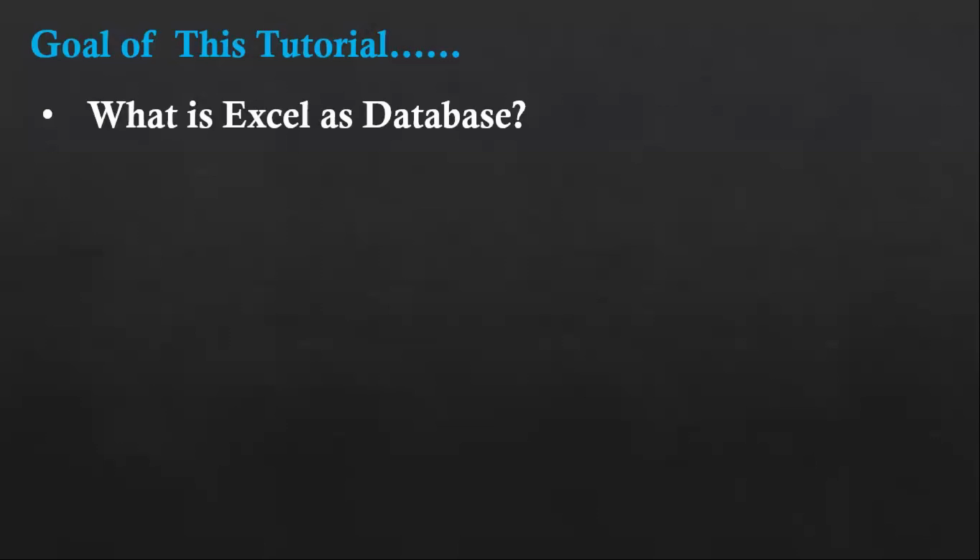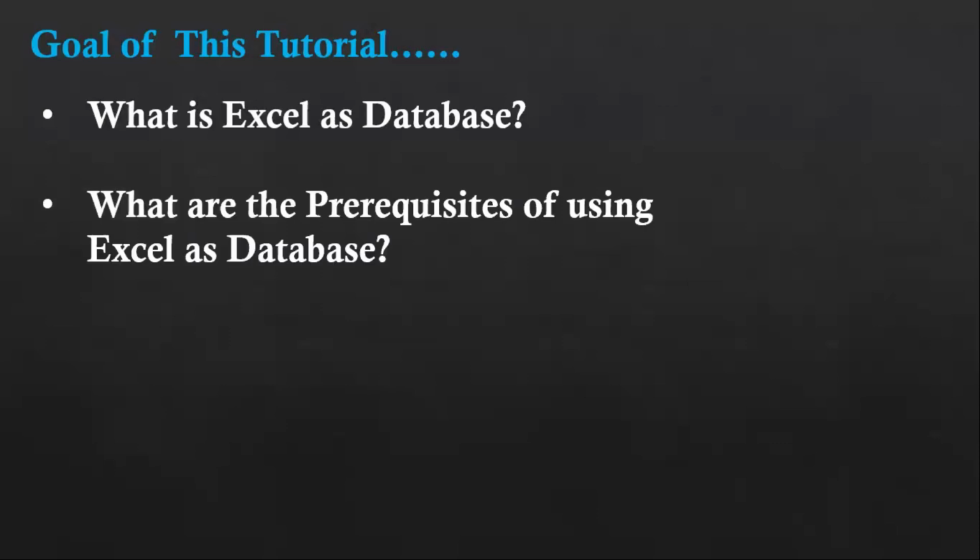Let's understand what is Excel as a database. Basically, using Excel as a database means you are treating your Excel file just like a database, for example a SQL Server, where you can consider each worksheet as a table. Let's say you have Sheet1, Sheet2, Sheet3 in your Excel file. Each sheet will be considered a different table, each row will represent a record, and each column will represent a field. So this is very high-level information about what is Excel as a database.